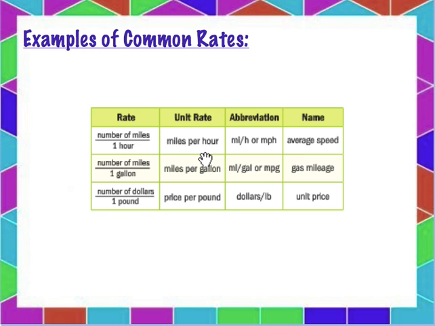Now the next one is the number of dollars per pound. And we use that in the grocery store every day. You can see, oh, it's 49 cents per pound for bananas. And if our bananas weigh 1 pound, we're going to pay 49 cents. If they weigh 2 pounds, we're going to be paying 98 cents, and so on. Copy any information you need in your notes.